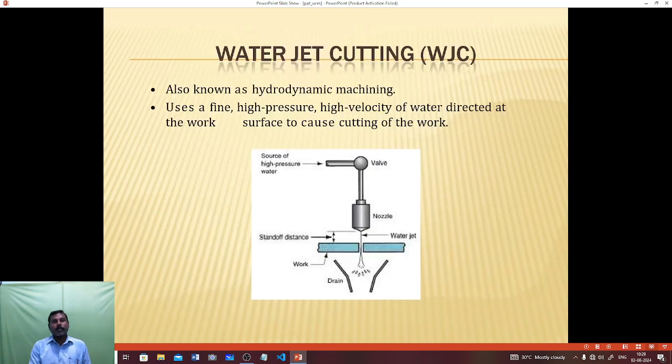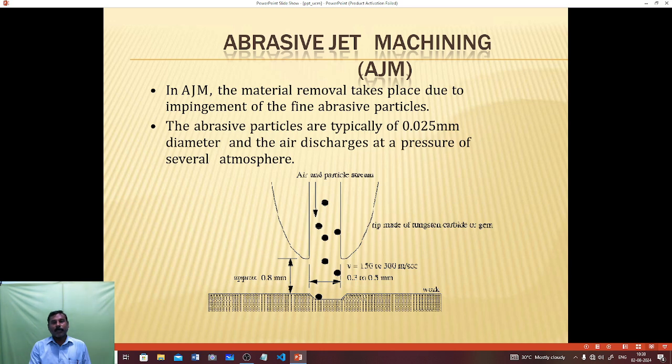Then next one, water jet cutting. The water jet cutting is a hydrodynamic machining process, where you use a fine, high pressure, high velocity jet of water directed at the work surface to cause cutting of the work. Then abrasive jet machining, AJM: the material removal takes place due to impingement of the fine abrasive particles. The abrasive particles are typically of 0.025 mm diameter and the air is discharged at a pressure of several atmospheres.